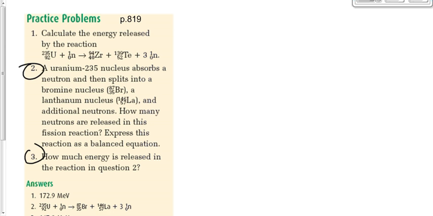This time we have to actually write out the reaction to figure out how many neutrons are released in the reaction and balance it, and then we have to figure out the energy that's released in that reaction. So let's write it out here now. We start off with a neutron and a uranium-235. Now, it's important that the neutron and the uranium are on the same side, but is it important that we put the neutron before the uranium?